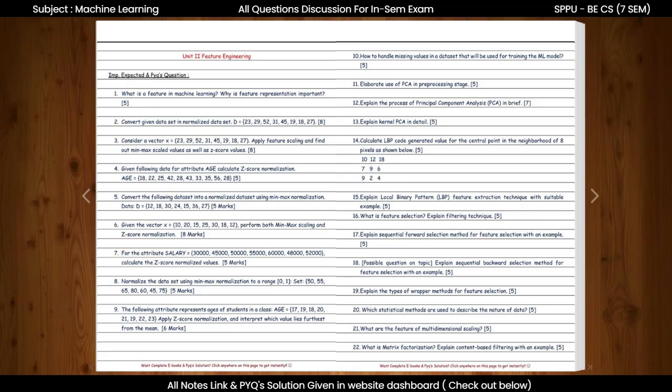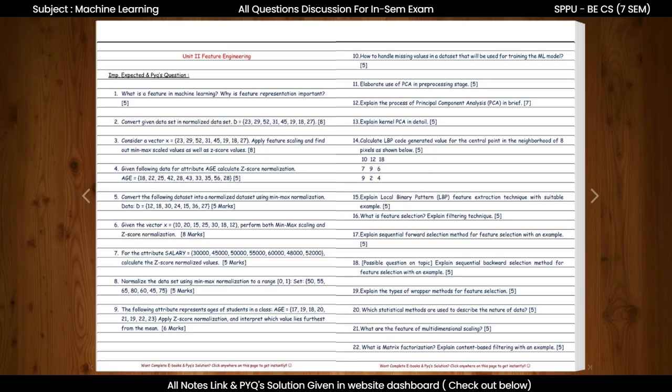Now let's move on to our next important topic, normalization of data set. From this topic, we can expect questions like, convert given data set in normalized data set. D equals 23, 29, 52, 31, 45, 19, 18, 27.